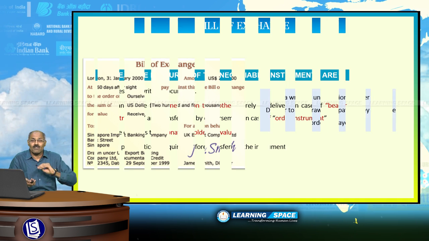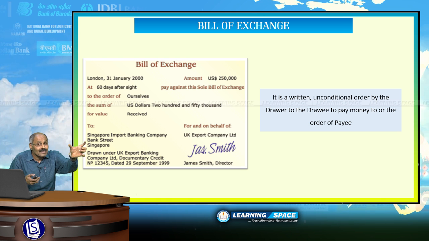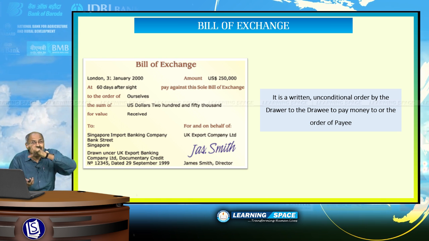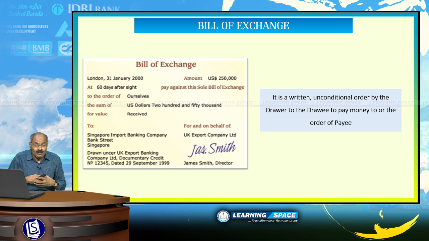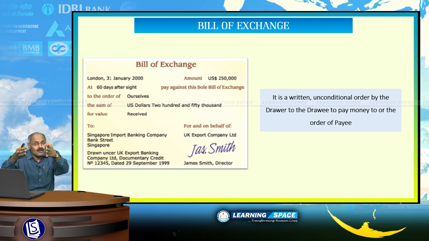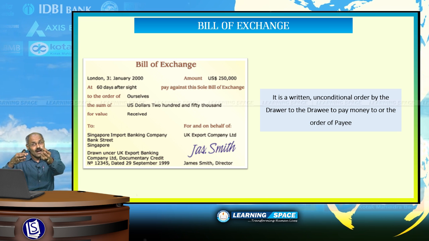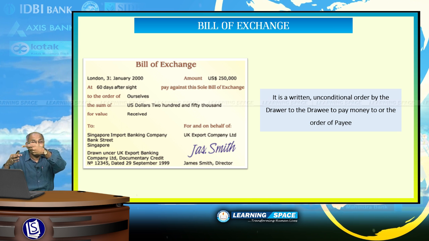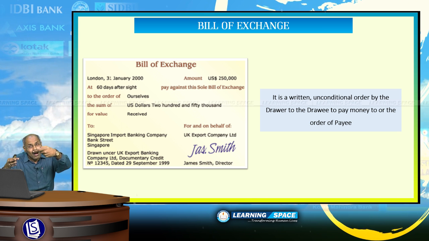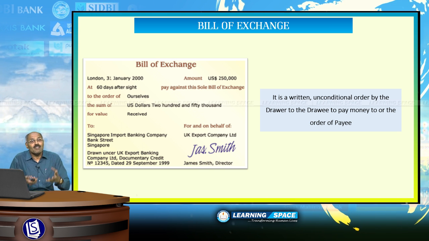Let us look at bill of exchange. Bill of exchange was mentioned in the Negotiable Instruments Act 1881, but the features I would like to explain by taking demand draft. Let us first look at the nomenclature of this bill of exchange. It is a written unconditional order by the drawer to the drawee to pay money to the order of the payee. And to explain this, I will take one example.